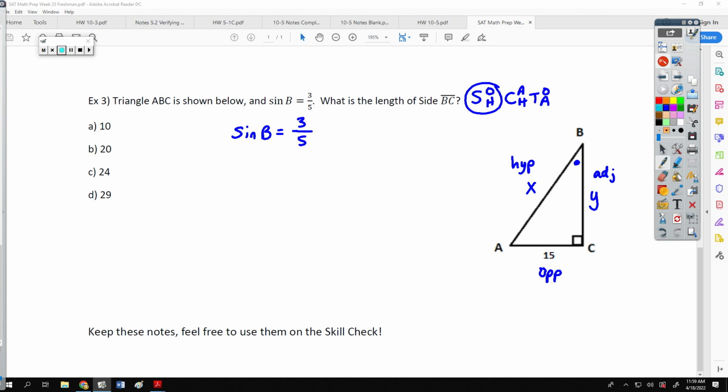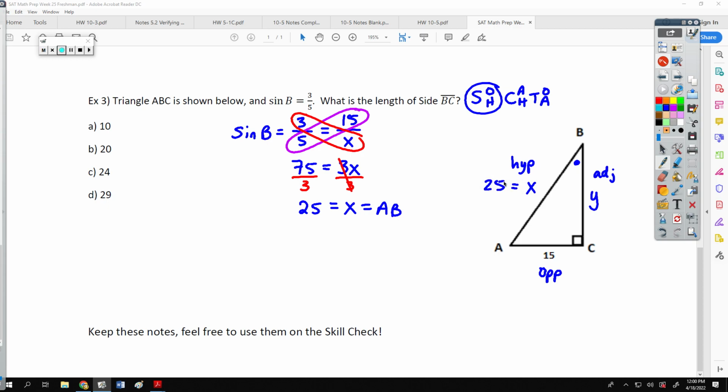Okay, so we set up opposite over hypotenuse, which is 15 over X, and that is equivalent to 3 over 5. So that gives us a proportion. We are then going to cross multiply the proportion. So we're going to do 5 times 15, 3 times X, which would give us 75 is equal to 3X, which allows us to solve for X by dividing each side by 3, and gives us 25 for the length of side AB. So this is 25.